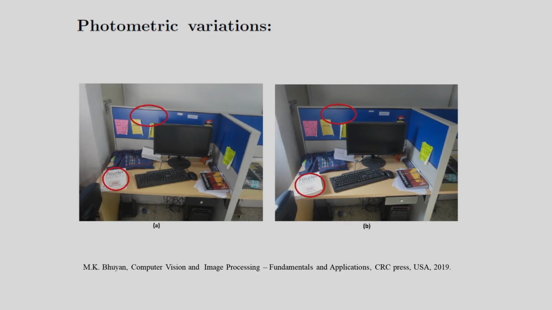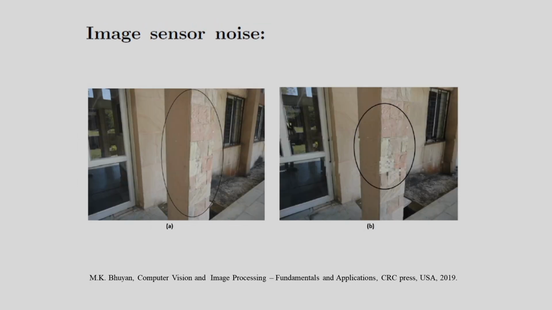The next one is the photometric variations. The optical characteristics of the cameras may slightly differ, and this leads to photometric variations of the stereo image pairs. I have given this example. You can see the photometric variations between the left image and the right image. Also, if I consider this portion, you can see the photometric variations because the optical characteristics of both the cameras may slightly differ.